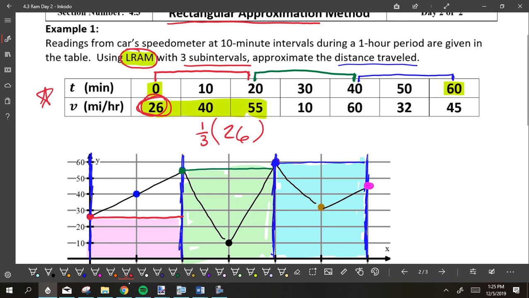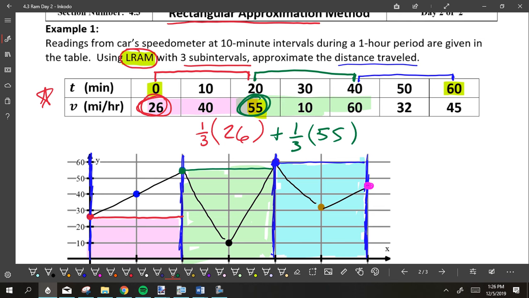Okay, then we're doing my next subinterval. What's the width of the second one in hours? 1/3 again, because I'm going from 20 to 40. That's 20 minutes, so it's 1/3. Here are the 3 numbers, 55. Let's do the same color code so we can see what's going on. 55, 10, and 60. Which one of those numbers is on the left? So 55 is going to be the height. That's, again, down below. When we drew this, that was the one we used, the 55 height.